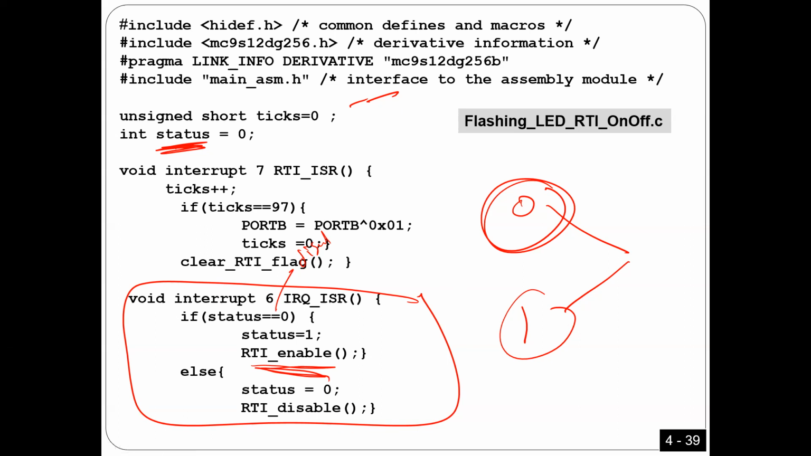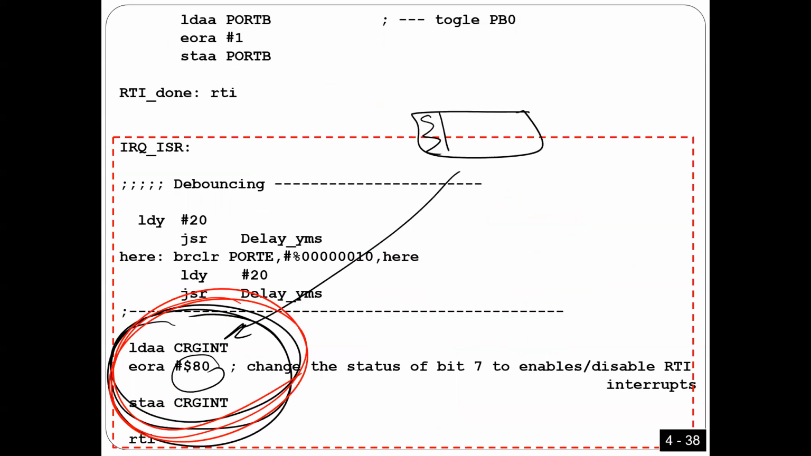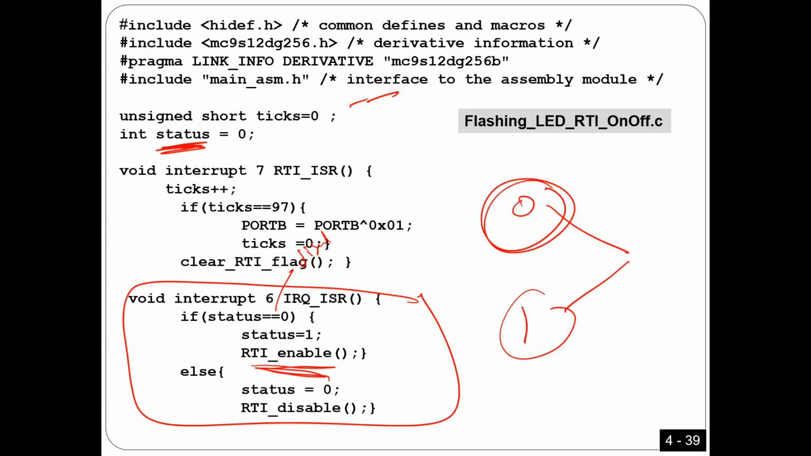So now I'm going to use a variable to tell me if RTI is enabled or disabled. Enabled, I'm going to make it disabled. Disabled, I'm going to make it enabled. Right? Again, this is just a different idea. You can use XOR as I did here. You can do it this way, but this is just a different idea.